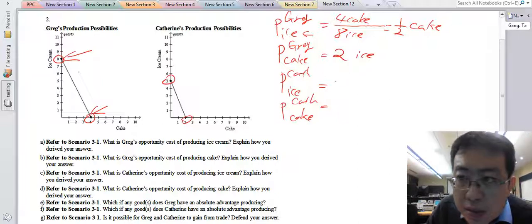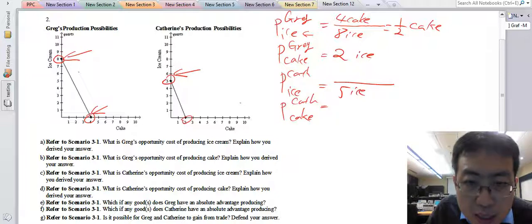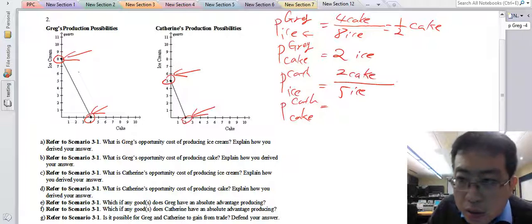And then for Catherine, same calculation. We're looking for the price of ice cream, so we put the maximum number of ice cream on the bottom. That's 5, so 5 ice cream. What goes on top is the maximum number of cake she can produce. She can produce 2 cake. So 2 over 5, that's our answer. So 2 over 5 cake.